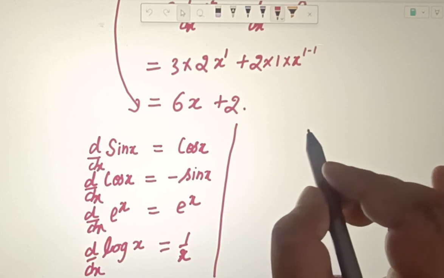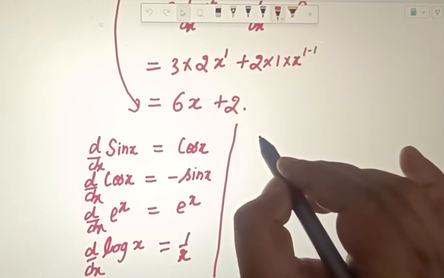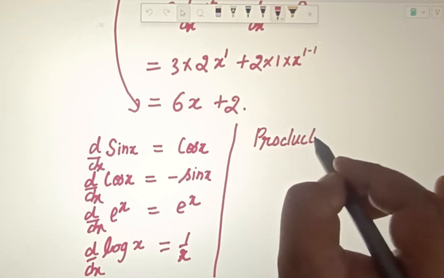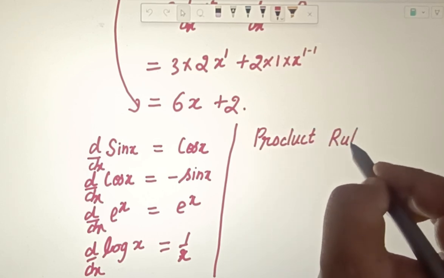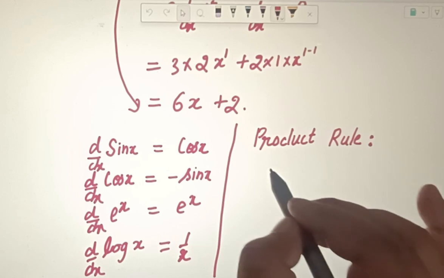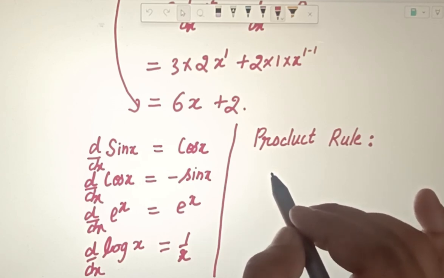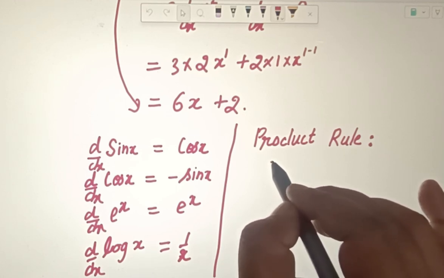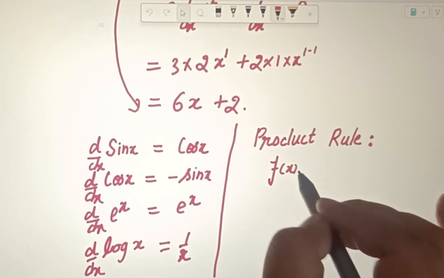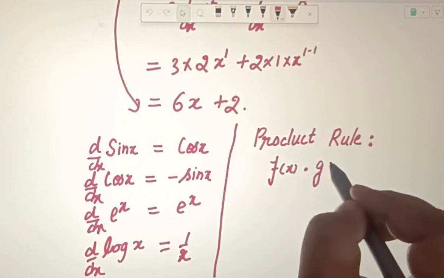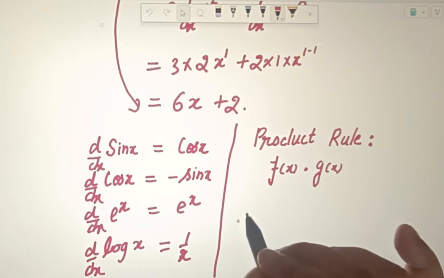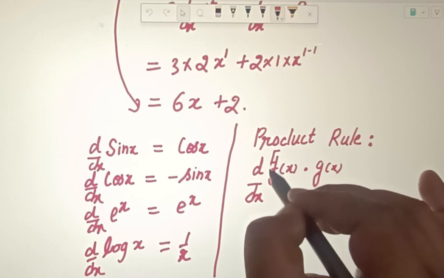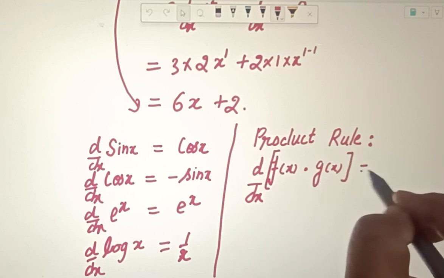Similarly, I am introducing here some other formulas, like the product rule of the derivative. What is the product rule? In case of two different functions, we have one function f of x and another one g of x, and these two functions are in product. How will you differentiate the product of these two functions? Simply we need to apply the formula.